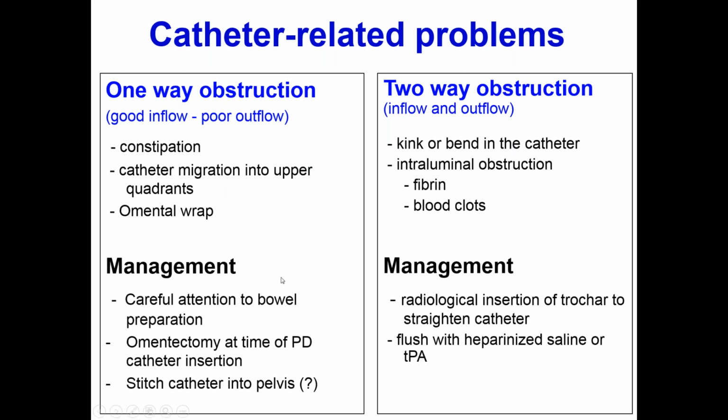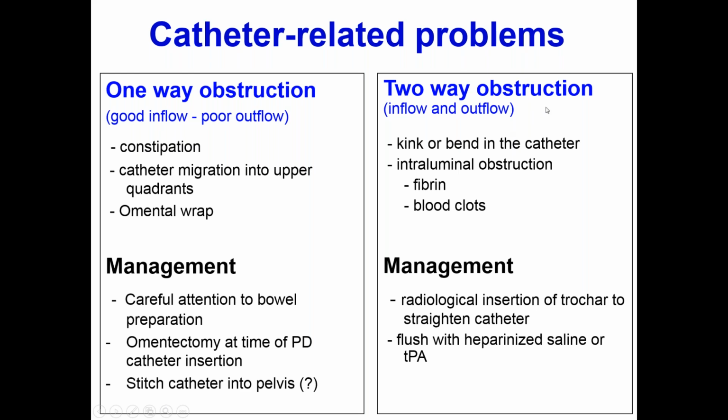To manage this, very careful attention to bowel preparation is important. What we would do in our center is almost what the surgeons do as a bowel prep before they actually put in the catheter, so giving not quite an enema, but a very large dose of laxative to clear out the bowels. We would thereafter keep very close watch, every time in clinic asking about bowel movements, and use laxatives if necessary. Omentectomy at the time of PD catheter insertion, I've explained this, and sometimes stitching the catheter into the pelvis.